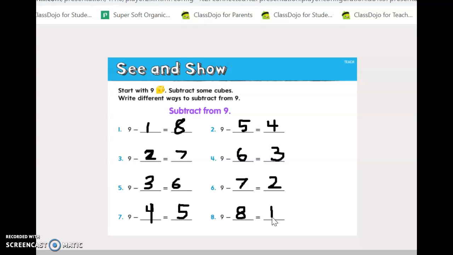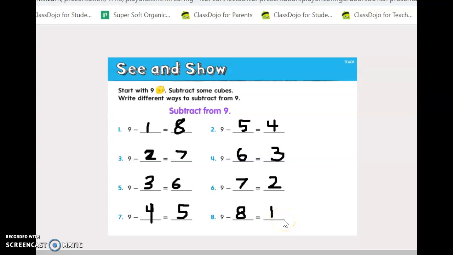So you'll notice some patterns kind of repeat and they look the same. At least the outcome is the same. So this one, 9 take away 1 equals 8. 9 take away 8 equals 1. So there's some similarities in some of these sentences and the differences that we find. All right, so that completes the bottom of this page.